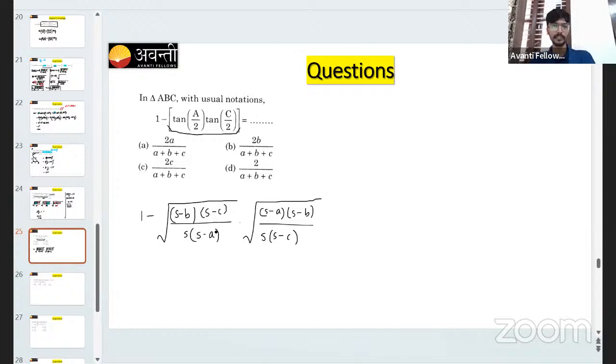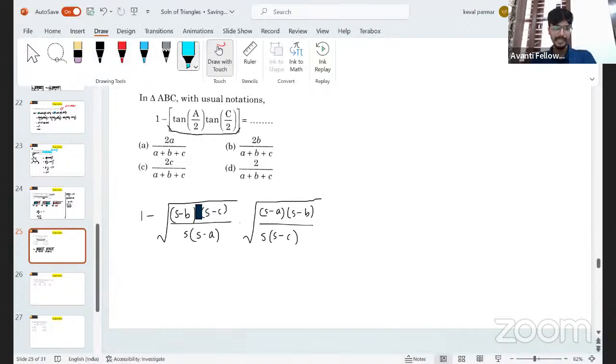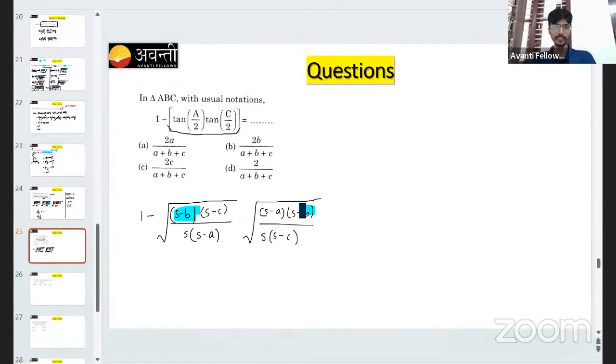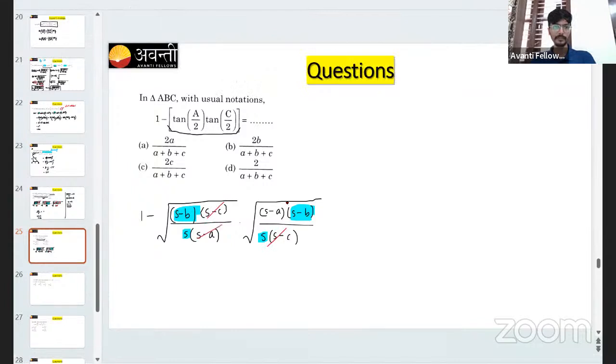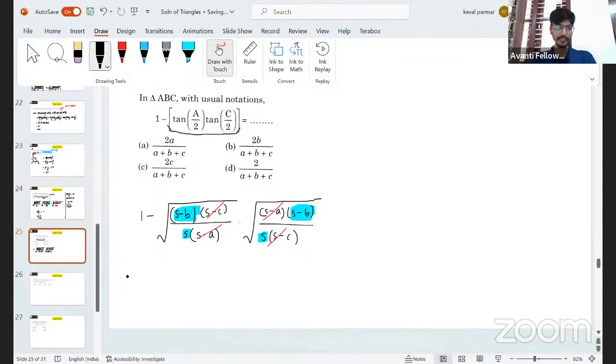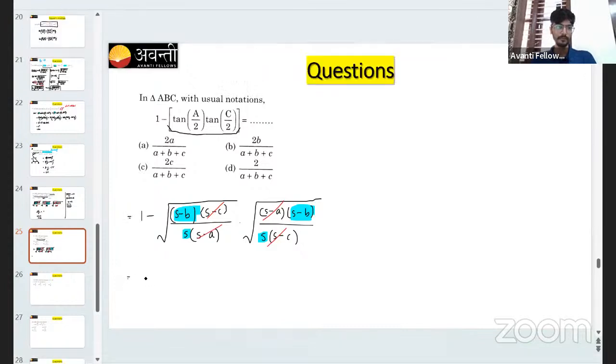Got it? So here the terms which are squared, right? s minus b will become square and come outside the root. s will become square and come outside the root. Oh, and we can cancel out these terms. s minus c gone, s minus a finished. So what we are left with is 1 minus, the highlighted blue part came outside after squaring, so s minus b upon s.